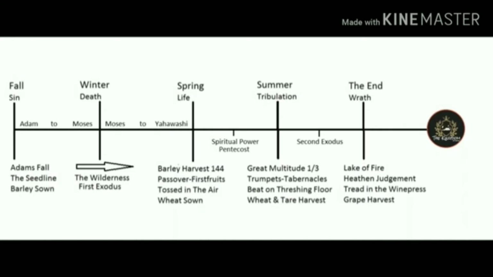This chart basically encapsulates all of the time from the fall to the end. We'll see as we go into the precepts that this is the order of the harvest and the judgment at the end. So now, with no further ado, let's go get the precepts and we'll begin.